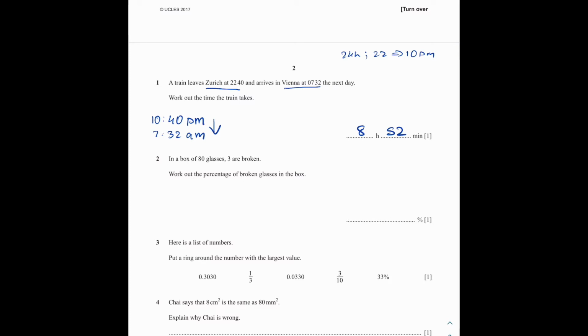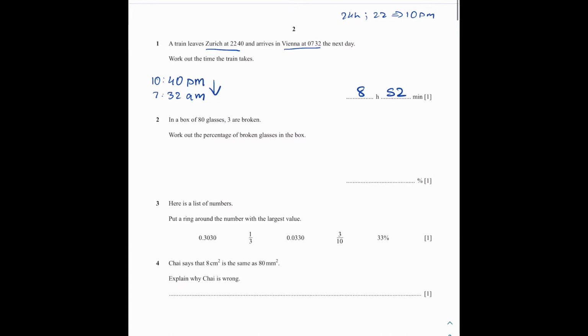Not that hard. What I like to do is first find the time from 12 a.m. to 7:32 a.m., which is 7 hours and 32 minutes, and the time from 10:40 p.m. to 12 a.m., which is 1 hour and 20 minutes. Sorry. So 1 hour and 20 minutes plus 7 hours 32 minutes is 8 hours 52 minutes.